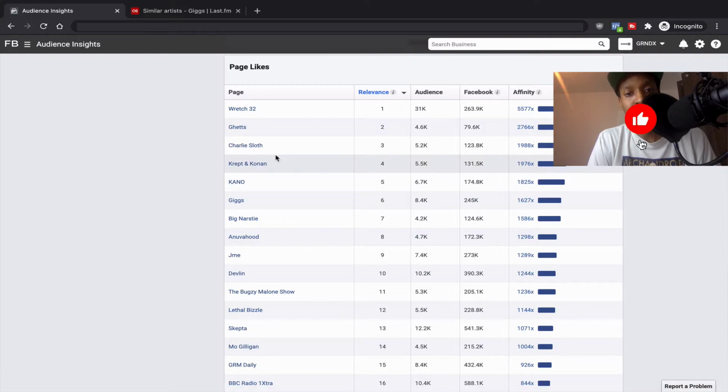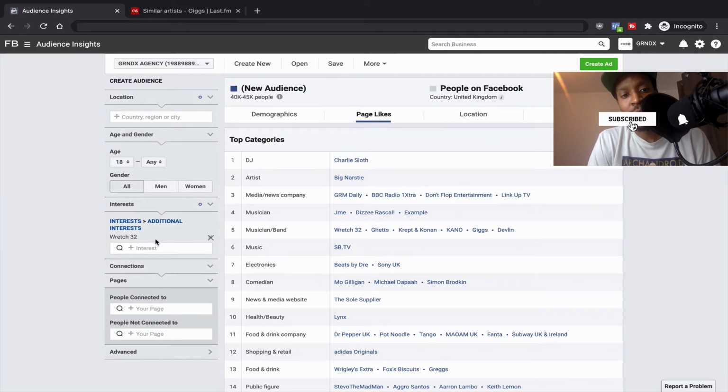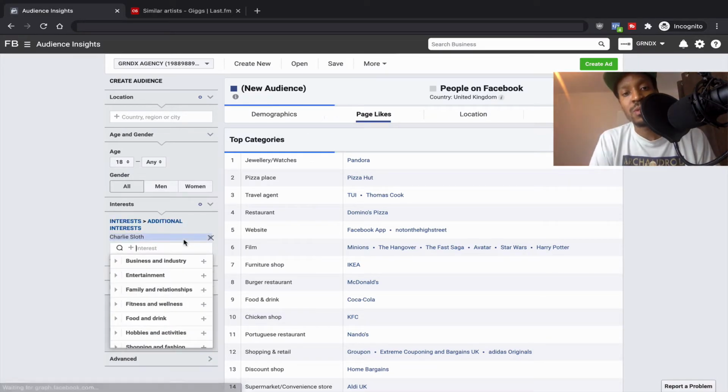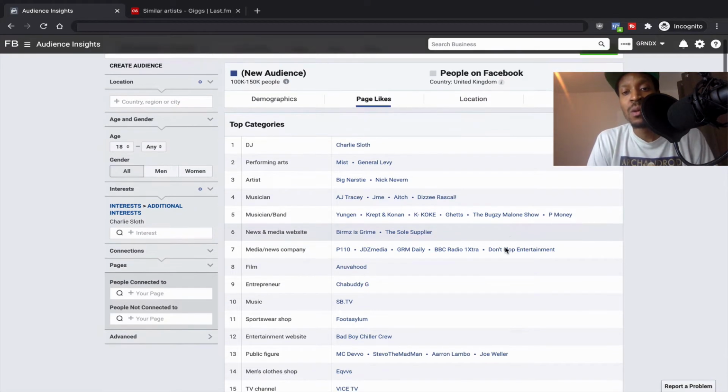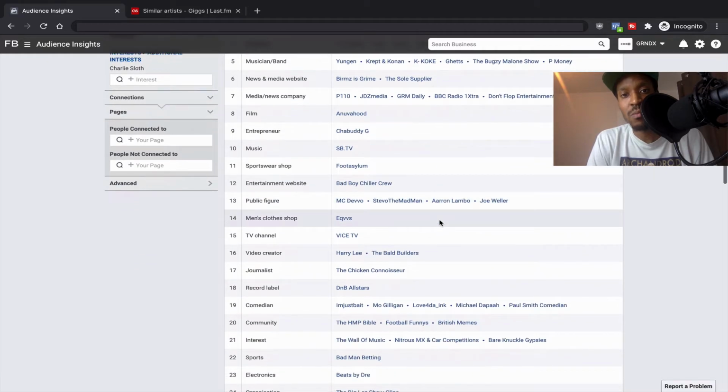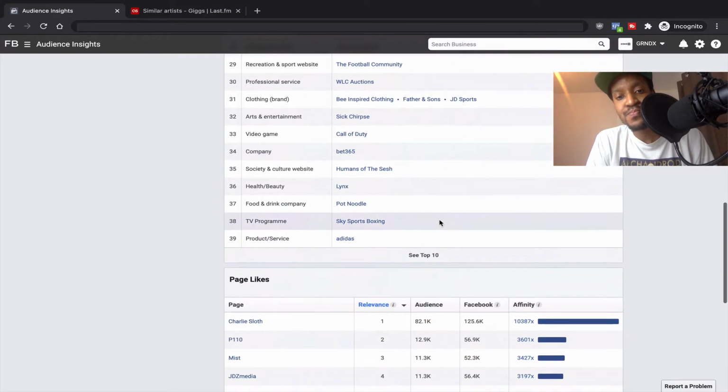Charlie Sloth keeps on popping up as well. So here's another audience, and he's a DJ, not a musician per se. So let's put Charlie Sloth. He pops up. Let's see if Gigs or Rech32 pops up. Gigs pops up. Bugsy Malone pops up. Youngin pops up.